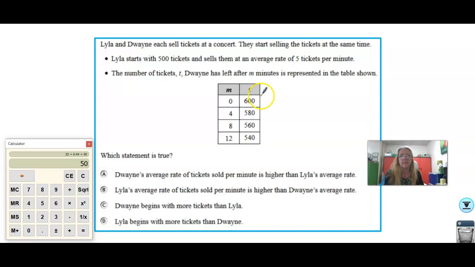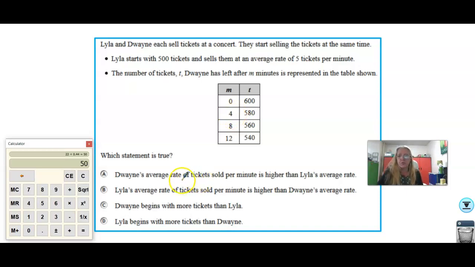Lila and Dwayne each sell tickets at a concert. They start selling the tickets at the same time. Lila starts with 500 tickets and sells them at an average rate of 5 tickets per minute. The number of tickets Dwayne has left after m minutes is represented in the table shown. Okay, so let's see. At 0 minutes, he had 600 tickets. After 4 minutes, he had 580 tickets. So he sold 20 tickets in 4 minutes.